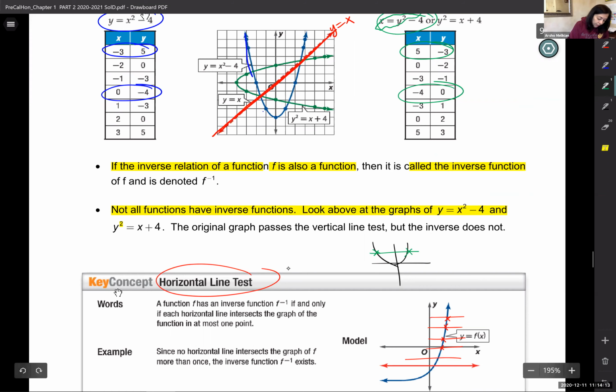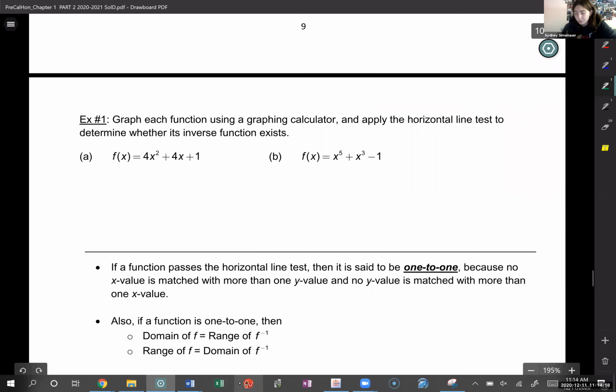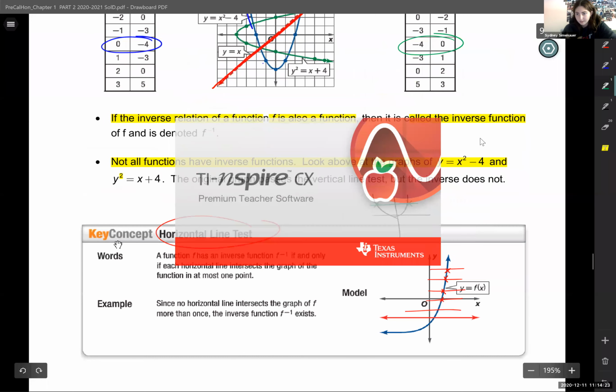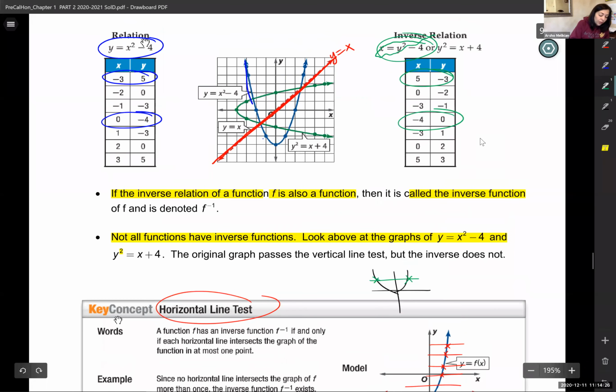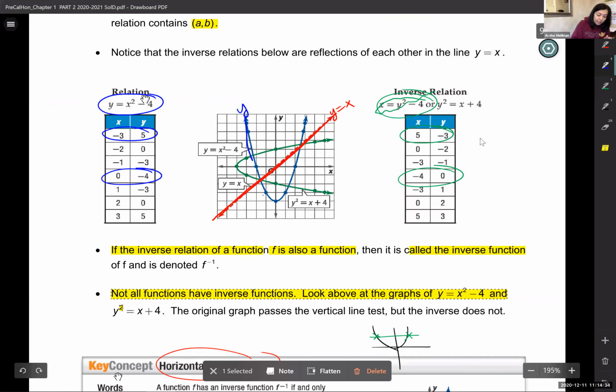Wait, do you mean the blue? You said the green. Wouldn't the green actually pass the horizontal line test? The blue wouldn't pass the horizontal. Okay, the blue does not pass the horizontal line test. The green is the inverse. So what we're saying is, if the blue does not pass the horizontal line test, then its inverse, which is the green, will not be a function. Oh, okay, got it.